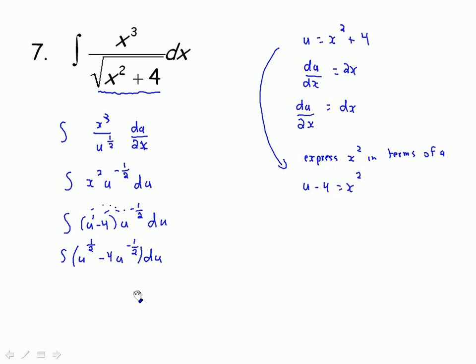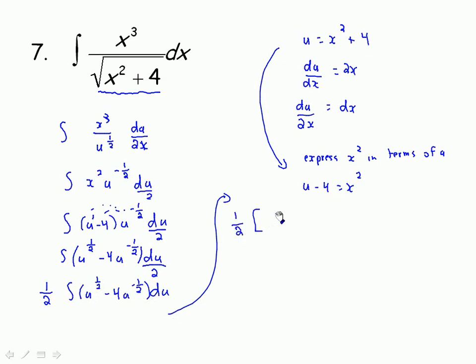Except that I am forgetting that we do have a factor of 1/2 on the bottom. So let's take care of that. And then that would be 1/2. So that 2, that's from the original du over 2. So u to the 1/2 minus 4 u to the negative 1/2 du. Now you don't have to keep it outside the integral, but I like to do it so it's not in the way when we do integrate. So we get 1/2, and then keep it outside the big old bracket.